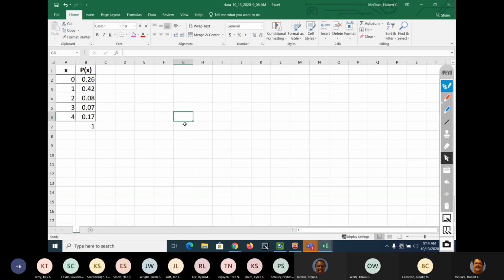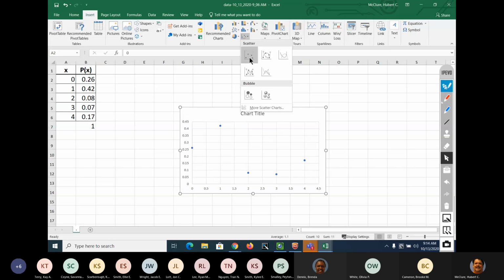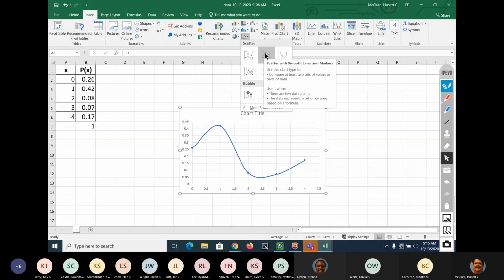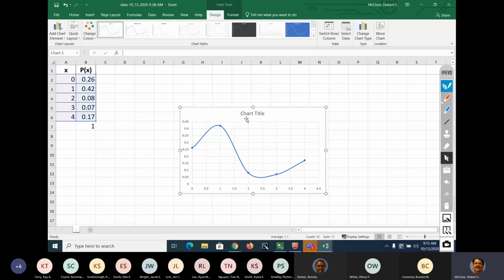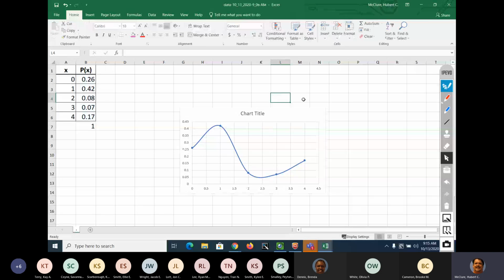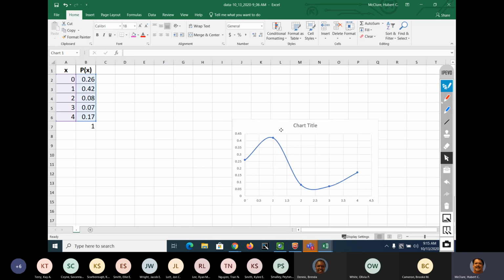Let's graph it. Graphing's real easy. Just hit insert. All right, here, so it's a little bit skewed left. Now, what kind of mode do we have? Well, where is your biggest number? 0.42, so this is single mode. Okay, so that's some of the things we can do without formulas. What is the probability of 4 events? 0.17. Okay, so those are the things we can do without formulas.